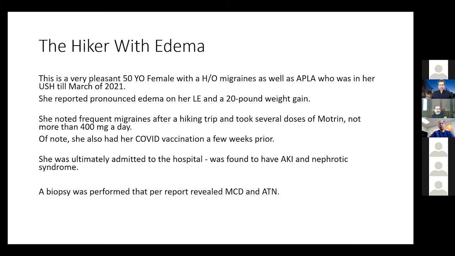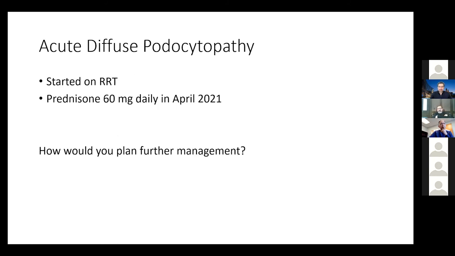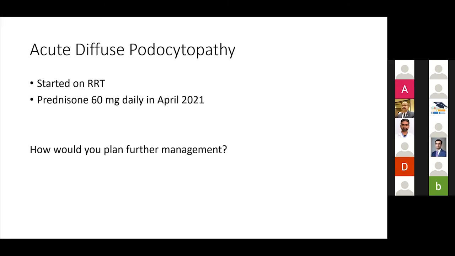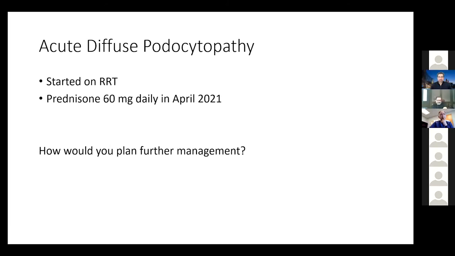She was brought to the hospital after the usual dillying and dallying with primary care doctors and diuretics. She was found to have severe AKI and nephrotic syndrome and needed dialysis. A biopsy was performed that, per her report, revealed minimal change disease and ATN, which was later confirmed. She was started on renal replacement therapy and on prednisone 60 milligrams daily in about April 2021. How would you plan further management?